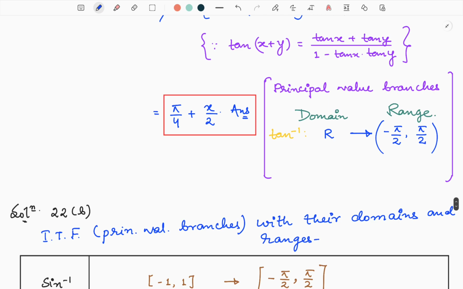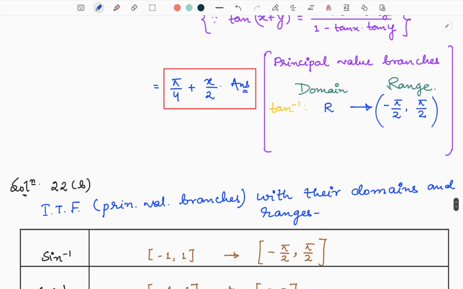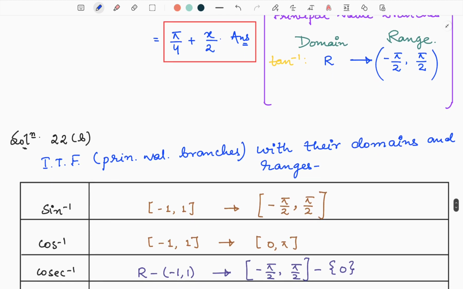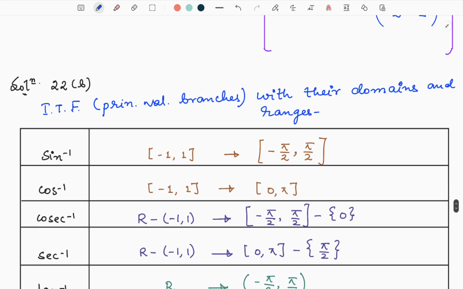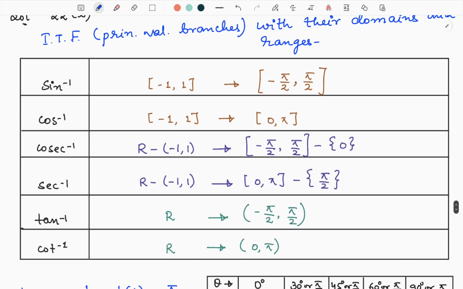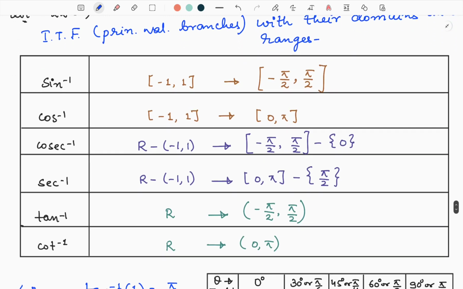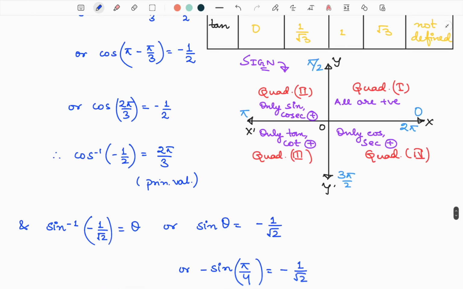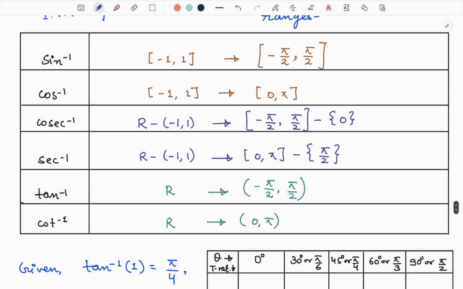Now, coming to question number 22b. So again this question is from inverse trigonometric functions. For this question you should remember the principal value branch, that means the domain and range of all the inverse functions. So I have already written here. We are going to need tan inverse, cos inverse, and sin inverse. So you should know this value, this value, and this value.